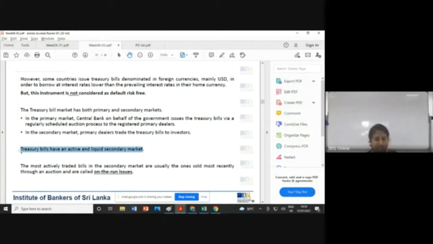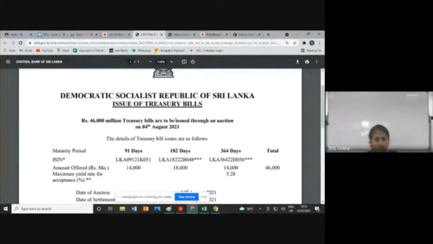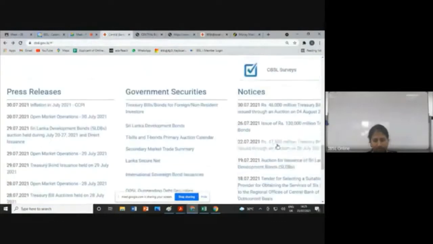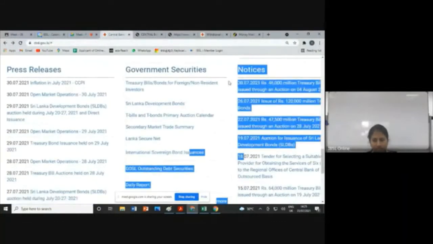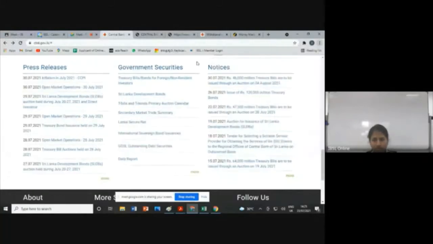Let's say the announcement goes that on the 4th they are going to have the auction, on the 4th of August. But the instrument they issued on the 28th, the treasury bill they issued this week, is now an on-the-run issue after the settlement. It's one of the recently issued ones.